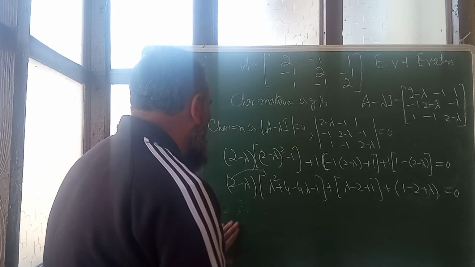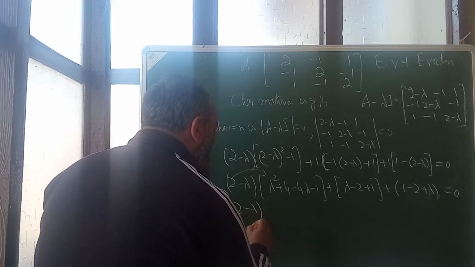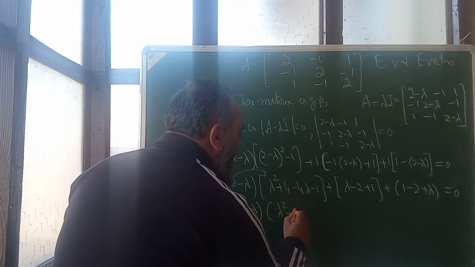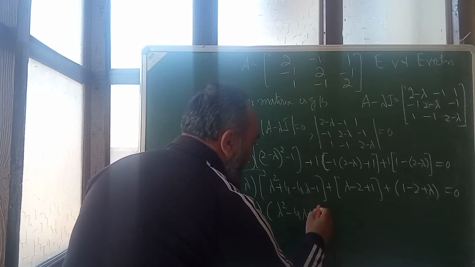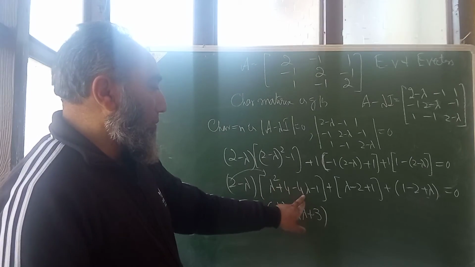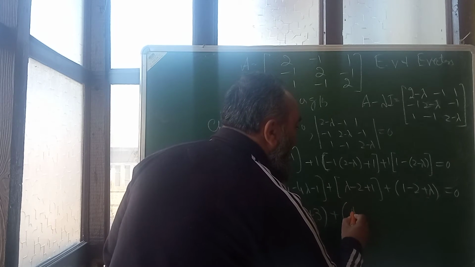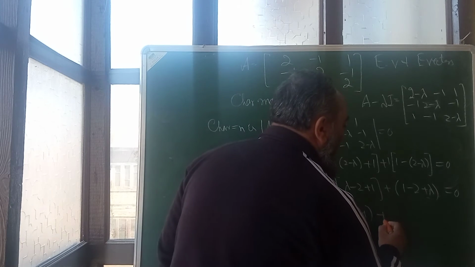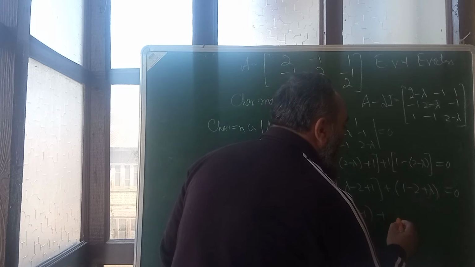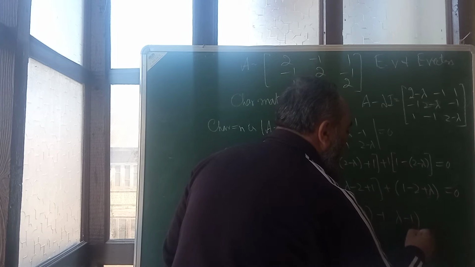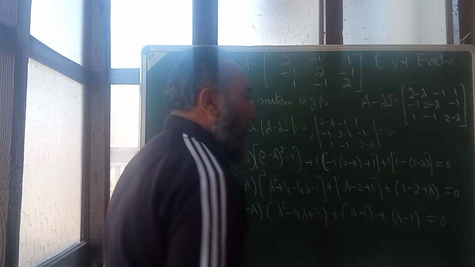Okay, I will take one more step. 2 minus lambda, lambda square minus 4 lambda plus 3. Lambda square minus 4 lambda plus 3. Then plus lambda minus 1. Then plus lambda minus 1 equals 0. Fine.